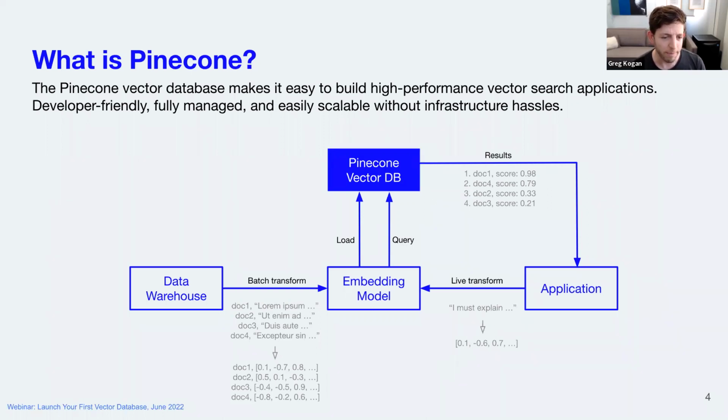Usually it sits alongside embedding models. You have to generate embeddings before you can index them in a vector database. And both queries from your application have to pass through the embedding model, and your catalog data has to pass through that model. But once you have things indexed in Pinecone, you can query straight from your application and get back the results you need.